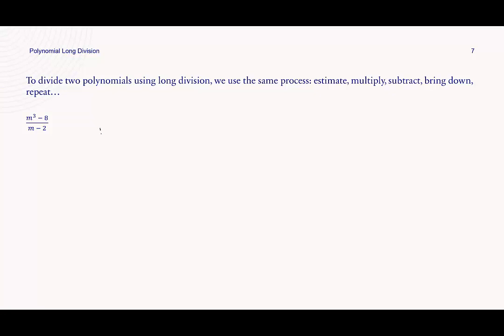So I'm going to go ahead and set this up. I'm going to say m minus 2. That's my divisor. And then I'm going to put m cubed plus 0m squared plus 0m. So that way now the exponents go 3, 2, 1, and then finally bring down that minus 8. And now I start the process.